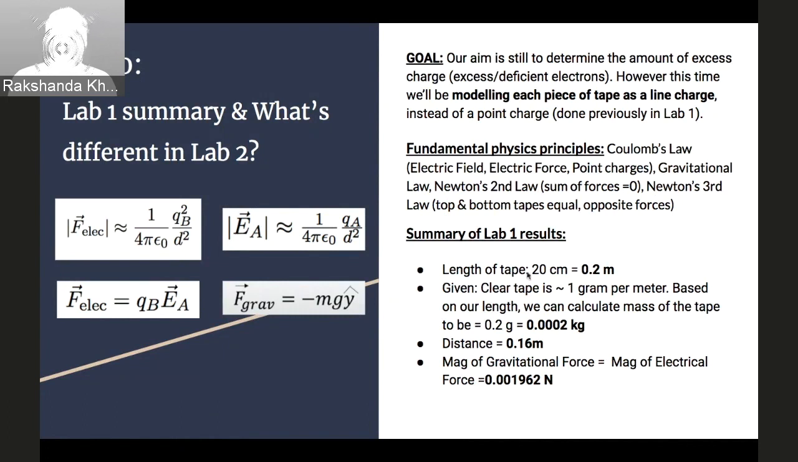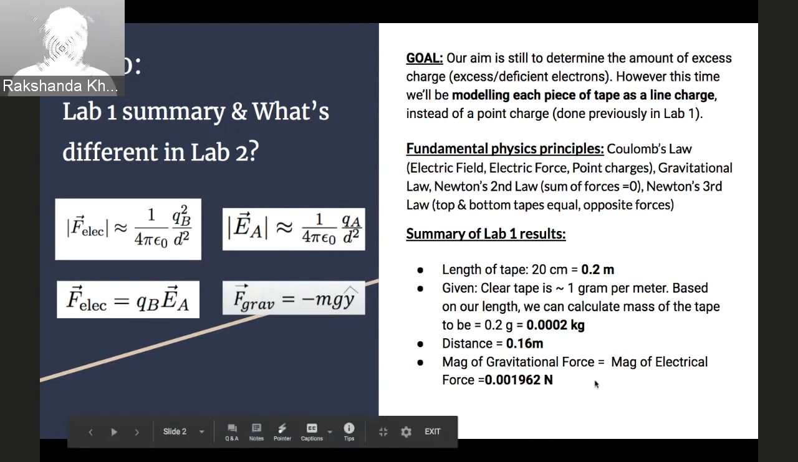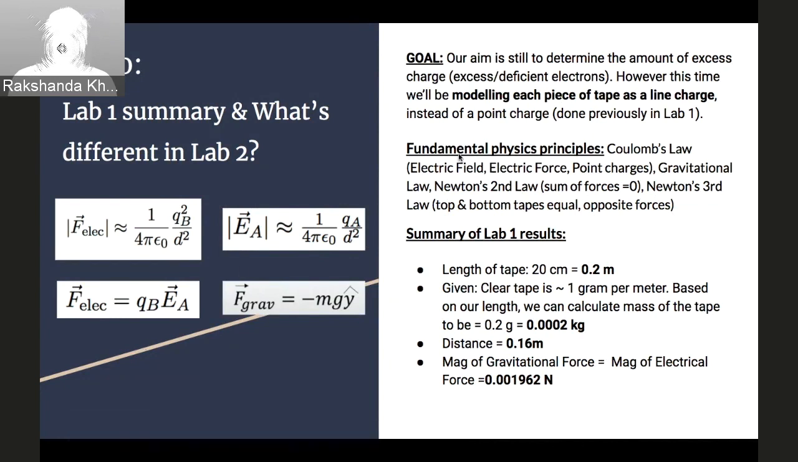So, a summary of some important results that I got from Lab 1. I got that the length of the tape was 20 centimeters, and given this length, we can calculate the mass to be 0.2 grams. The distance between the tapes was 0.16 meters, and the magnitude of gravitational force is equal to the magnitude of electric force, and we get a result of 0.001962 newtons. And here are the formulas for the fundamental physics principles that I talked about that we'll be applying in this lab.